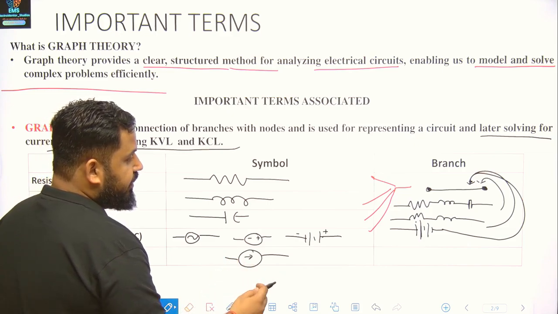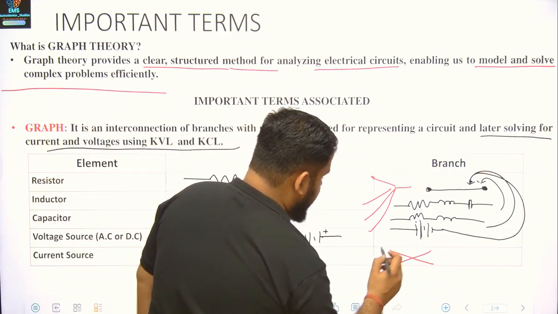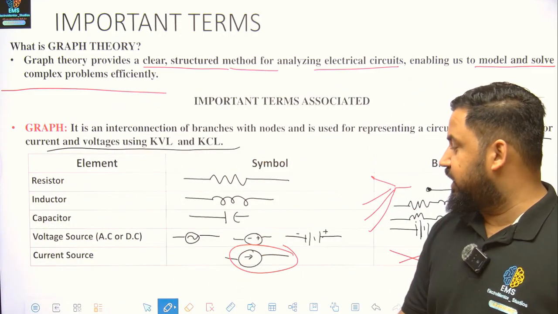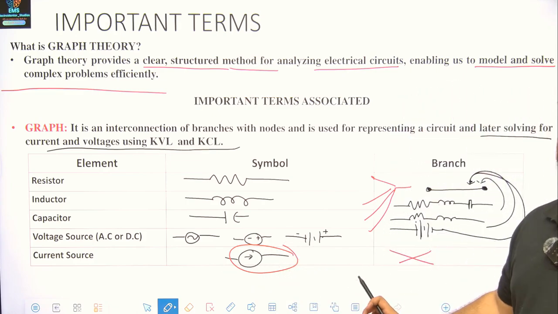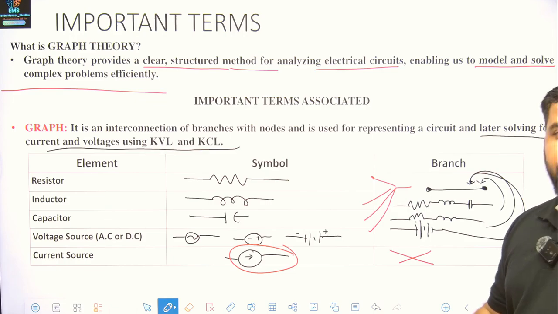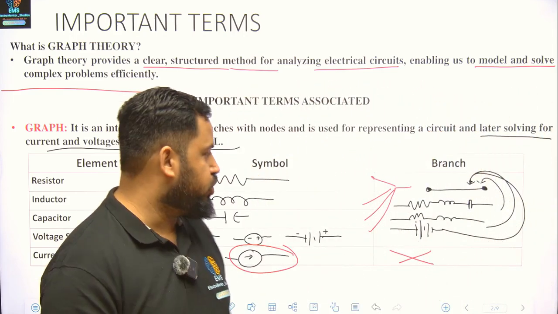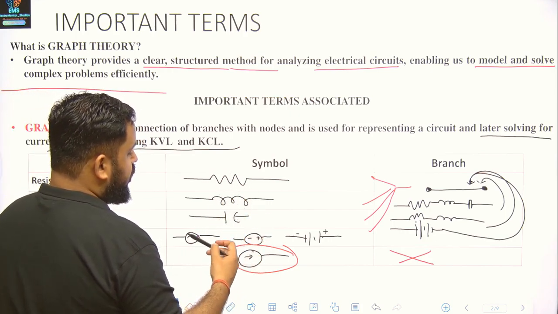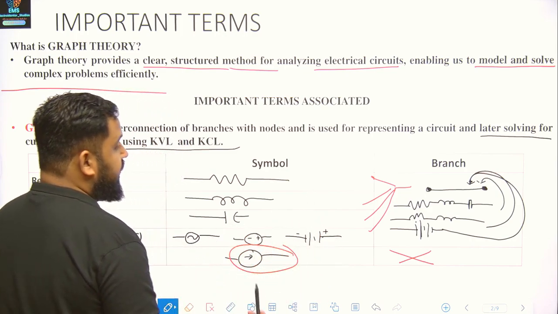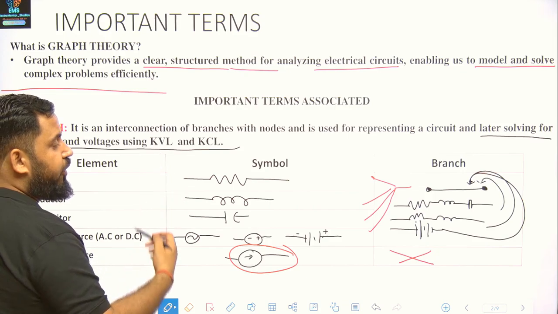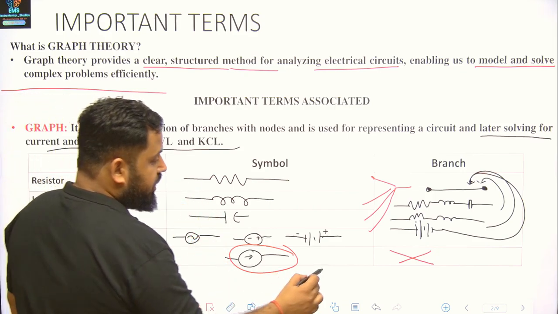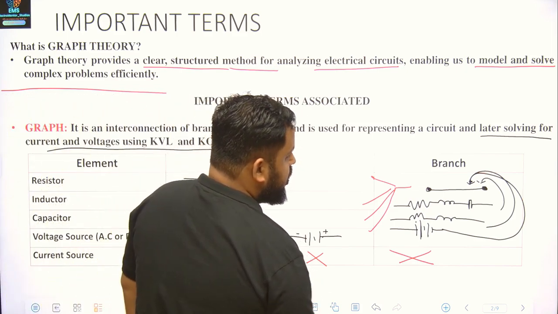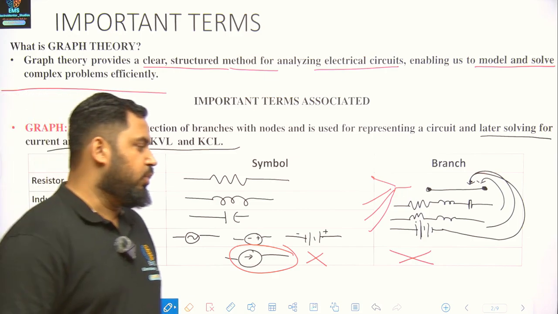But always remember, there is no representation for current source in graph theory. So we do not consider any branch for a simple current source. There will be a branch for resistor, inductor, capacitor, voltage source, AC, DC, or a battery, or a combination of any two. But in any scenario, we won't have any branch for a current source. Is it clear, everyone?